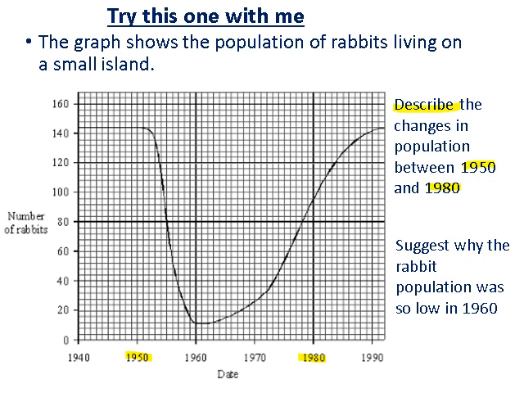And then my second question is we've got a suggest question. So that's you coming up with your own idea as to why this has happened. So you're only looking at 1960 for this one. So you're looking at the point where the graph is the lowest number of rabbits. So pause the video for as long as you need to answer the 2 questions.